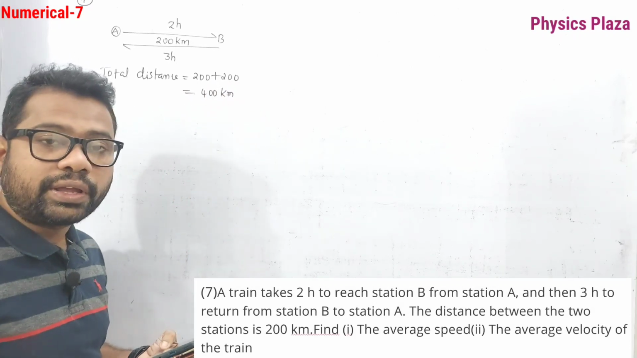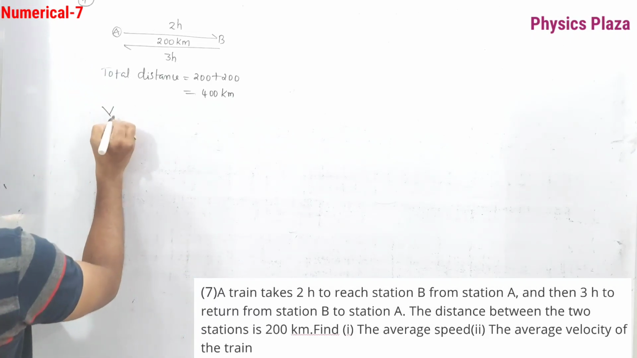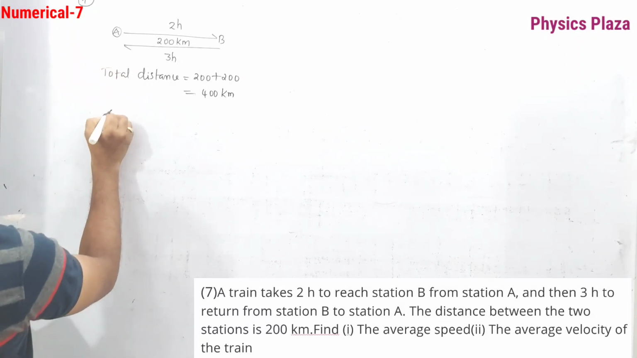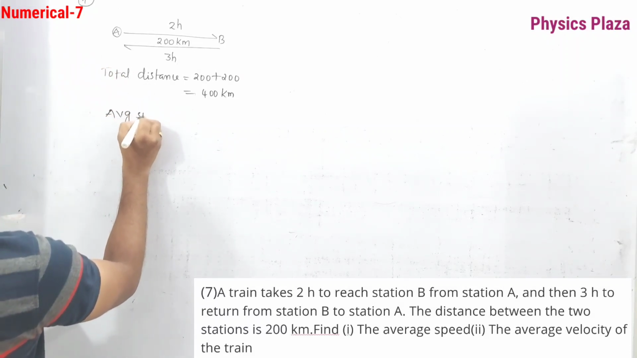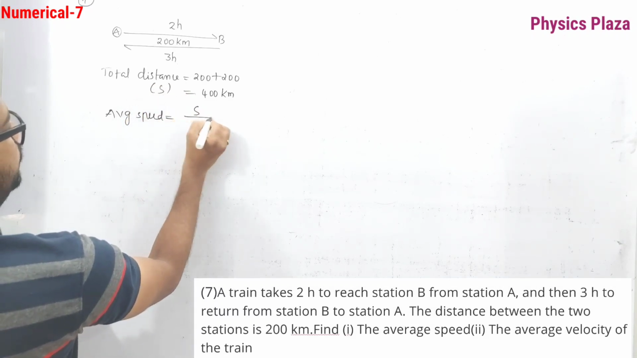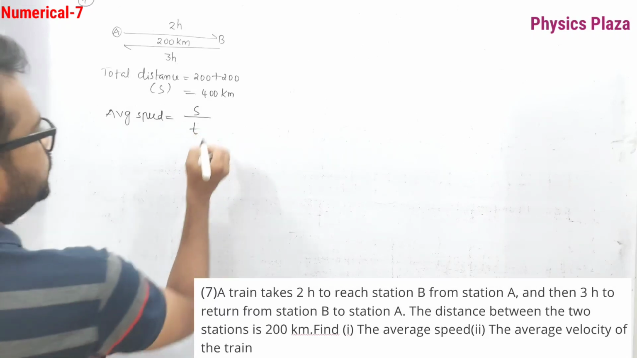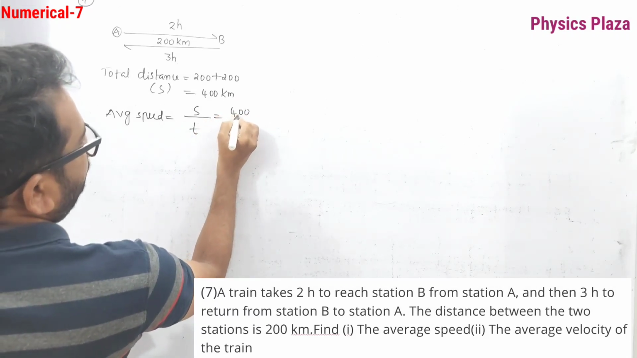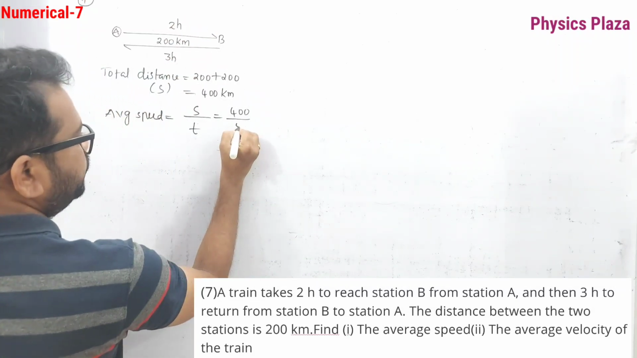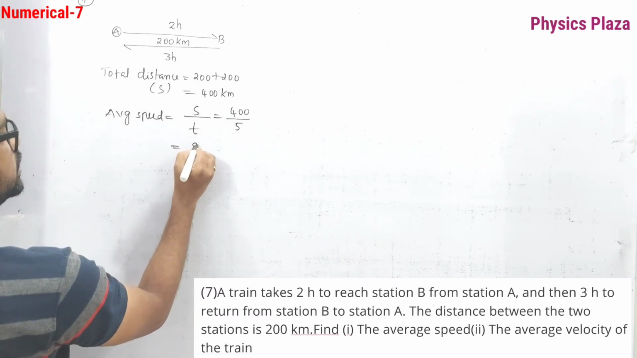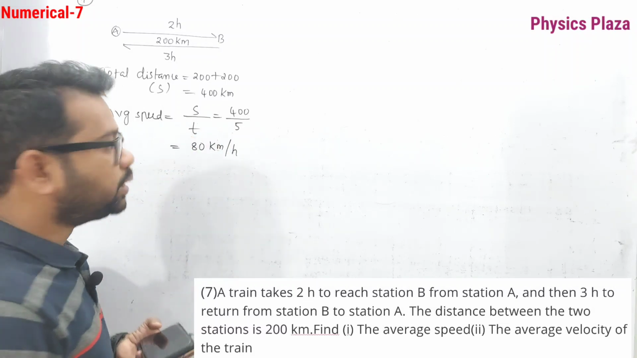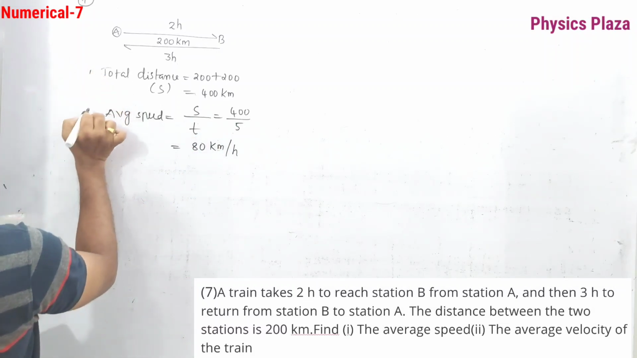Now we need to calculate the average speed. So children, average speed is equal to total distance traveled by total time taken. Total distance is 400 kilometers. Time taken is 3 hours plus 2 hours, so total time taken is 5 hours. So 400 by 5, 5 eights are 40, so it is 80 kilometer per hour. This is the first one, average speed.